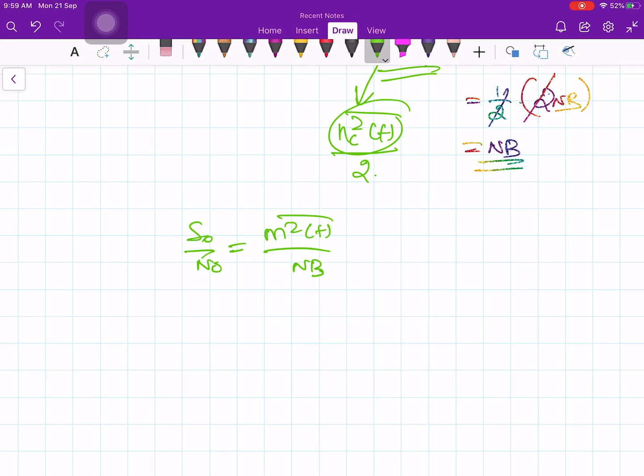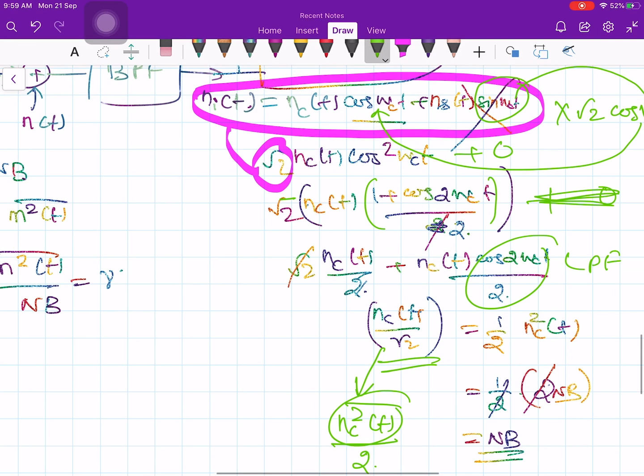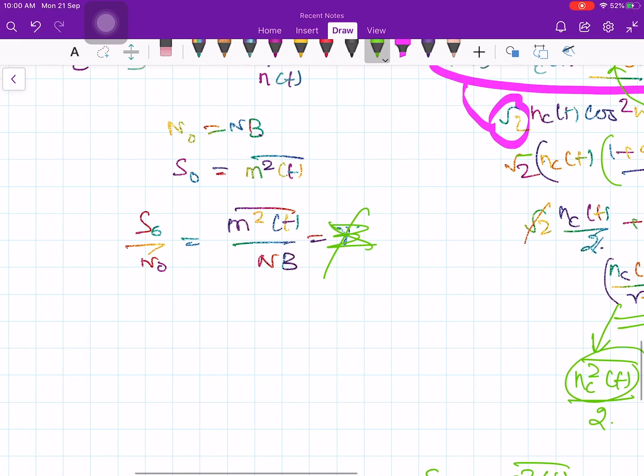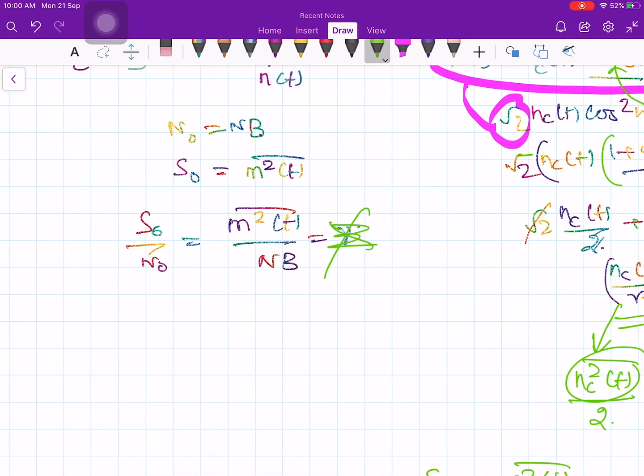But what is our input SI? I am sorry, I did a wrong thing. I am very sorry. This is not gamma. Gamma is different. Let us come to that. This is not gamma. This is what we got. And now what is our SI? SI is not m square bar of t. It is no longer m square bar of t. It is m square bar of t plus A. Therefore, it is m square bar of t divided by NB.